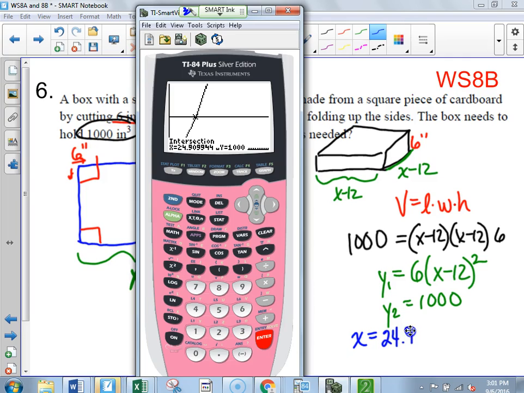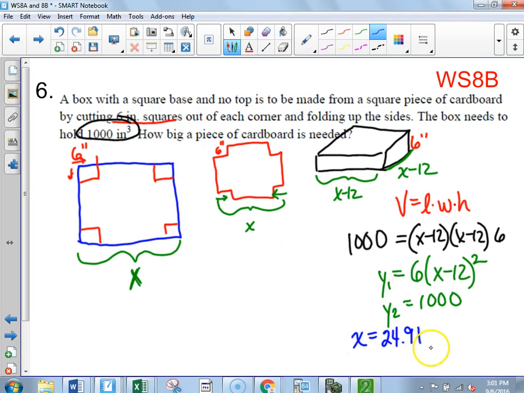Okay, 24.9099. We could definitely use a piece of cardboard that was 25 by 25. The volume would just turn out to be a little bit more than 1,000. Okay? But our piece of cardboard needs to be at least 24.9-ish. I'm not going to be picky about how you rounded that.